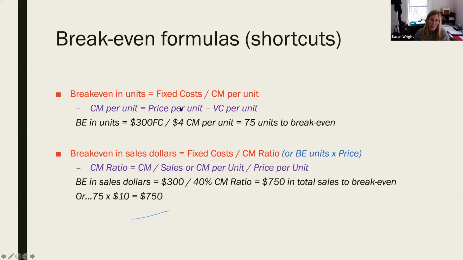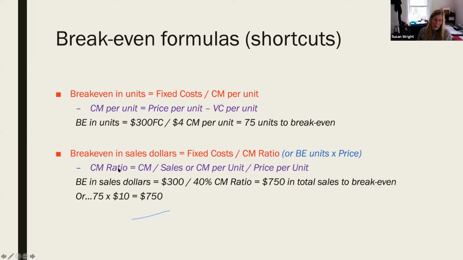Formula for break even in units is fixed cost divided by contribution margin per unit. Contribution margin per unit is price per unit, that was the 10, minus variable cost per unit, that was the 6. That's $4. Treat fixed cost like positive. Divided by $4 is 75 units to break even. All right, then to get sales dollars, you can do it two ways. You can do fixed cost divided by the contribution margin ratio, the percentage, or you can take break-even units times price, which is $10. Either way is fine. I tend to gravitate to this because I just like it.